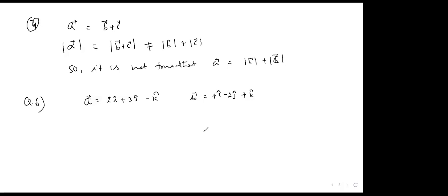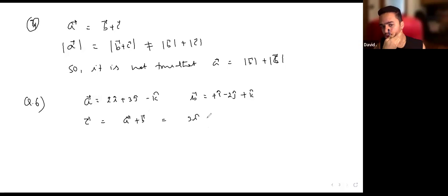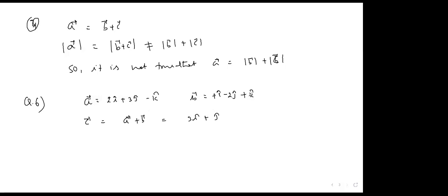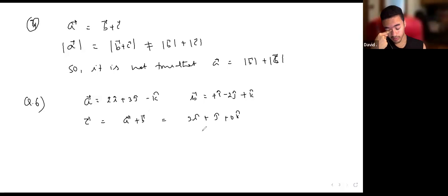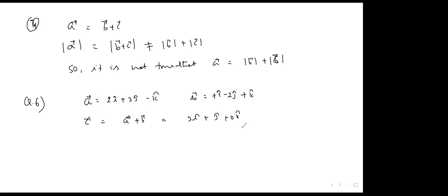Let's say resultant vector C equals A plus B. This will be the resultant vector. It will be 3i cap plus j cap, and minus k plus k is 0. Let's find the magnitude of it. Magnitude of C vector is square root of 3 square plus 1 square, so this will be root 10.